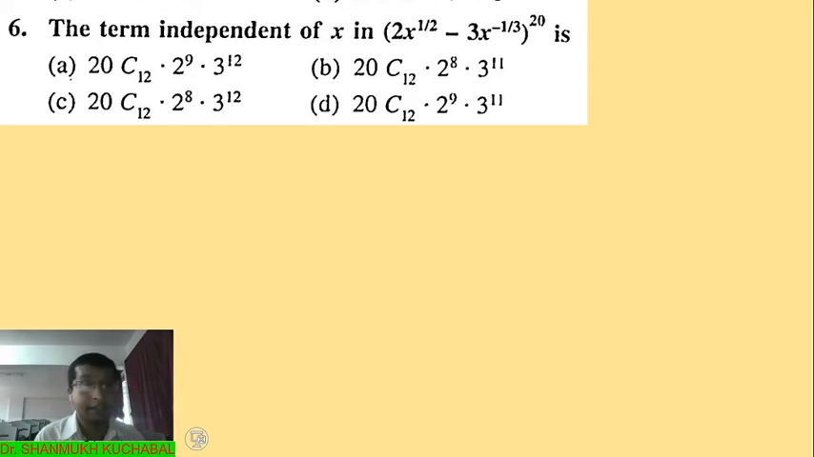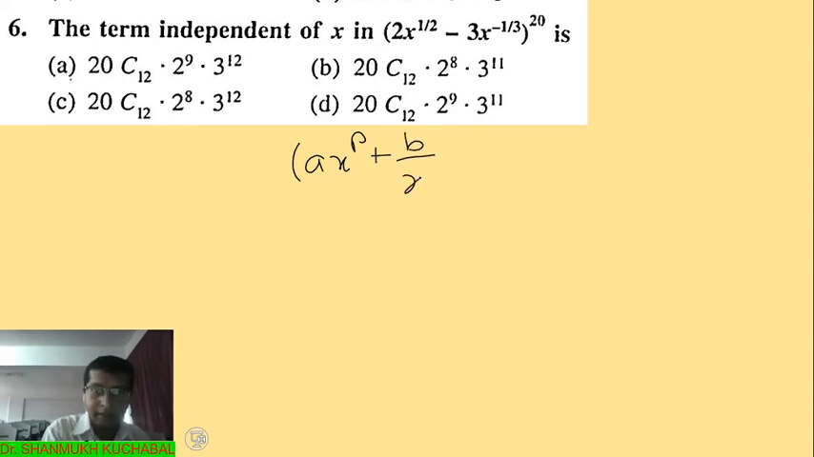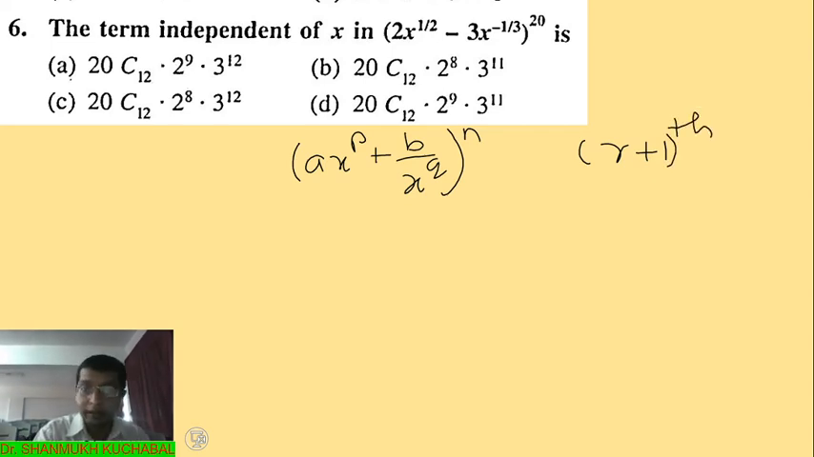Next, example number 6, the term independent of x in 2x raised to 1 by 2 minus 3x raised to minus 1 by 3, raised to 20, is. So this expression must be in the form of a x raised to p plus b by x raised to q, raised to n. Independent of x means we have to write the r plus 1 th term. Then r can be written as np divided by p plus q.